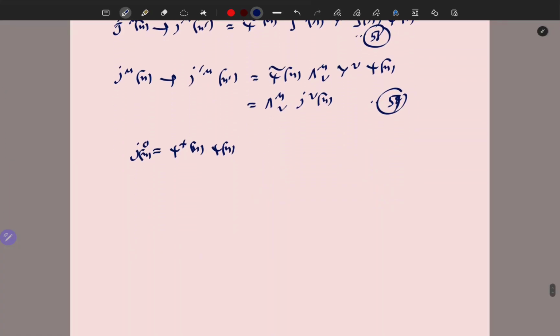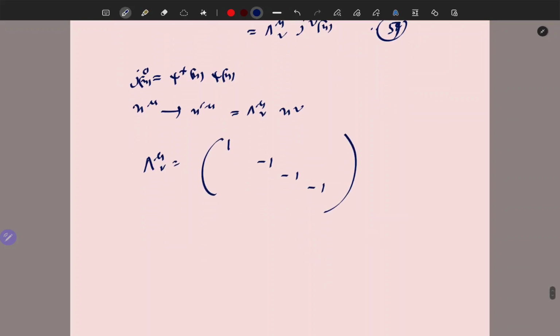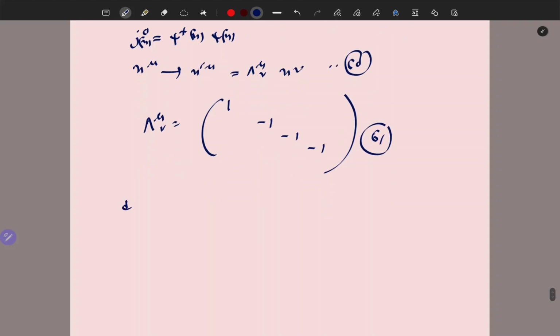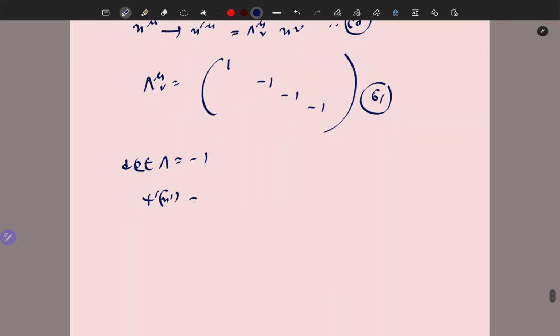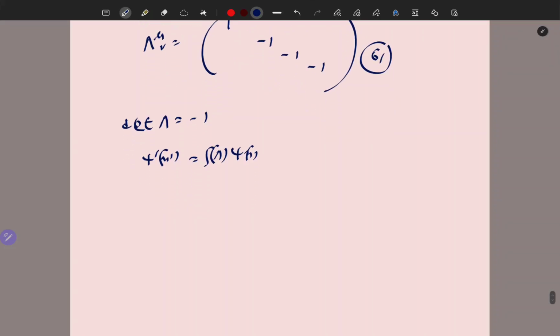Discrete transformation of ψ(x): the parity. A space reflection can be effected by x'^μ = Λ^μ_ν x^ν, while Λ^μ_ν = (1, -1, -1, -1) on the diagonal, otherwise 0. This is equation number 60 and this is equation number 61, and the determinant of Λ equals -1. Under space reflection let ψ(x) change to ψ'(x') = A_Λ ψ(x), where now this A_Λ is not the same as in the case of the proper Lorentz transformation.